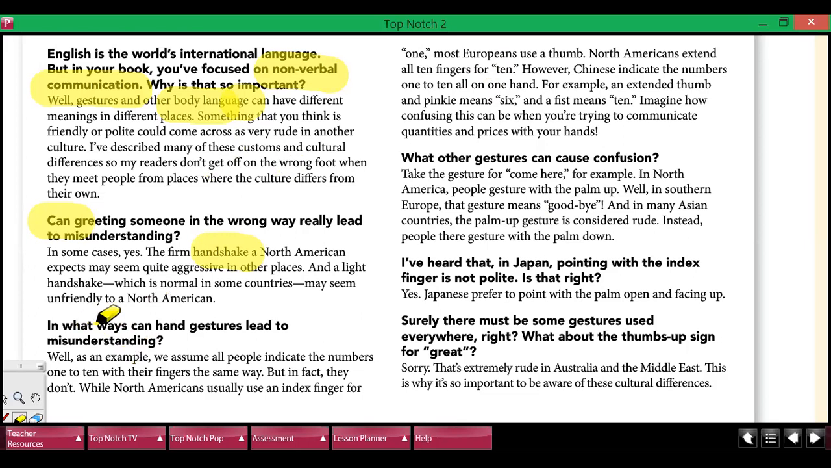Now, let's see. Rudy, continue. In what ways can hand gestures lead to misunderstanding? Well, as an example, we assume all people indicate the numbers 1 to 10 with their fingers the same way. Describe with your hand. How do you do number 1? What finger do you use?